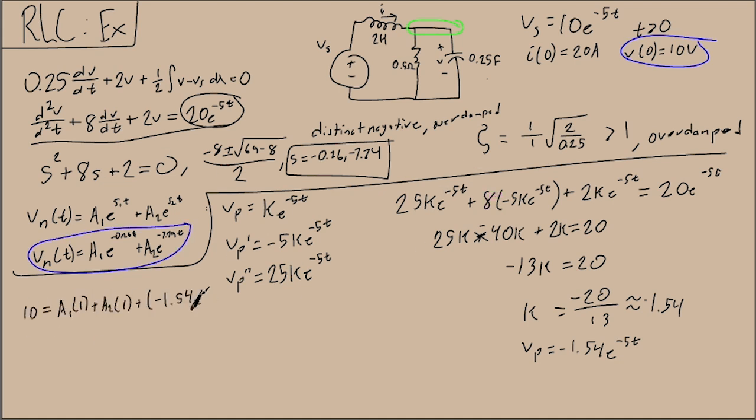Find the particular solution, use 20e to the 5t, replace the coefficient with k, find the derivatives, substitute and solve. That's as far as we go, so congratulations, you got a B.